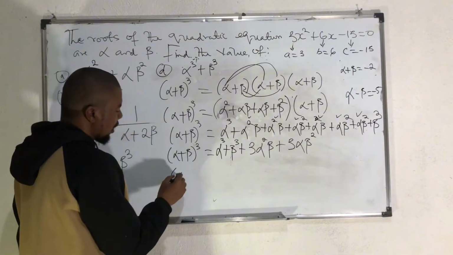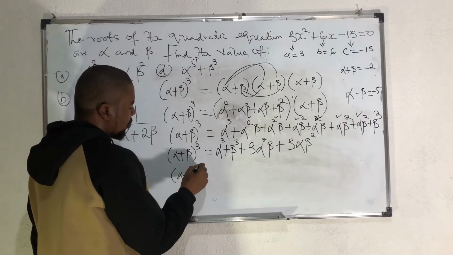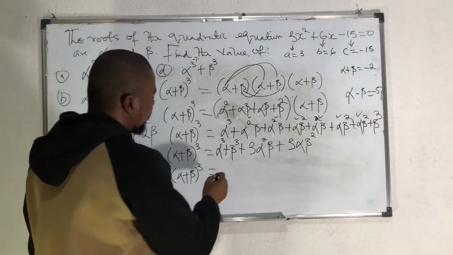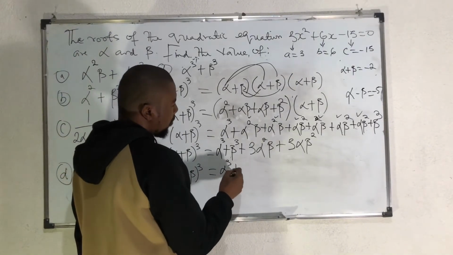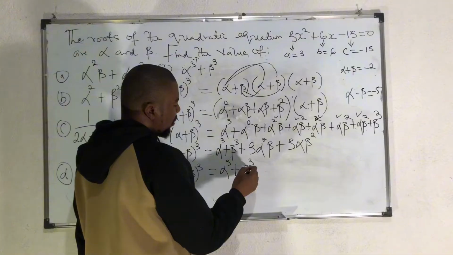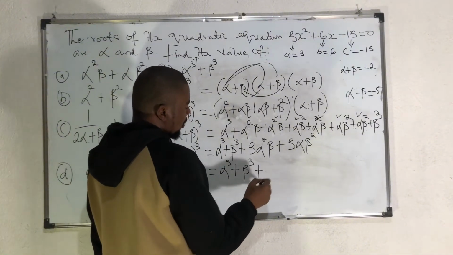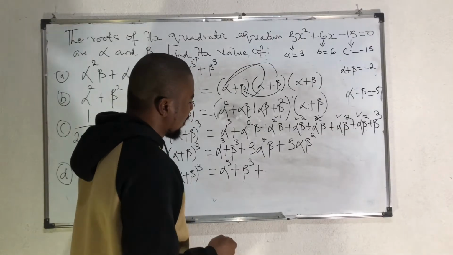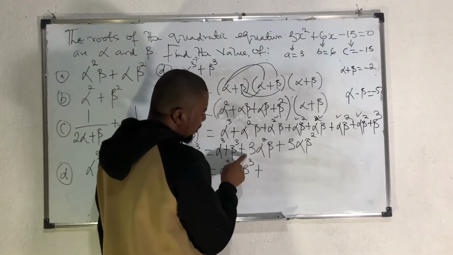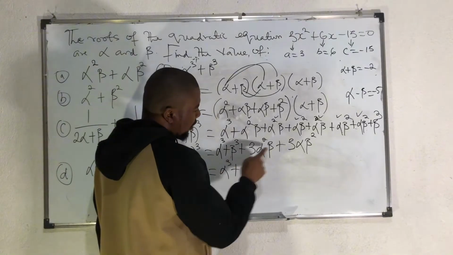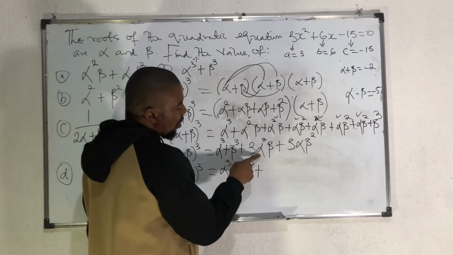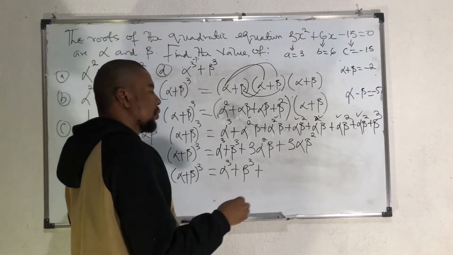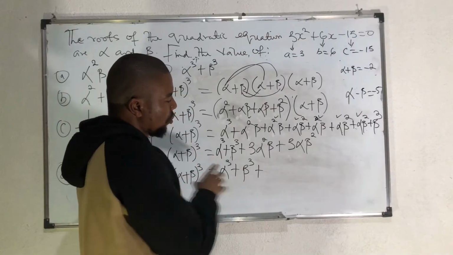Let's write this one again. Alpha plus beta to the power of 3 is equal to alpha to the power of 3 plus beta to the power of 3, plus I have to now factorize. Why do I have to factorize? I've seen that 3 is common on both sides. 3 is on the left, 3 is also on the right. Alpha beta is on the left, alpha beta is also on the right. Therefore, I can factor out 3 alpha beta to transform this equation.